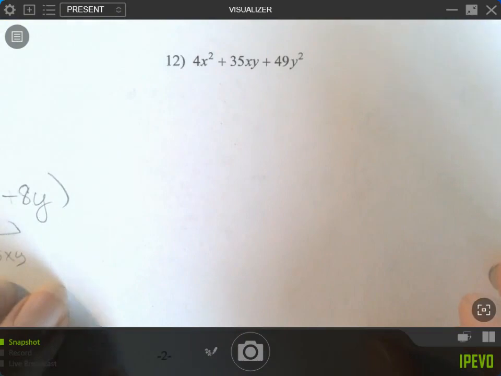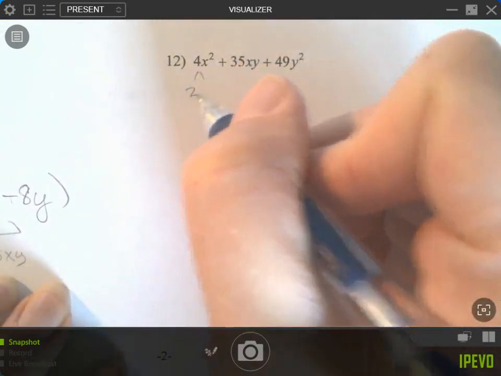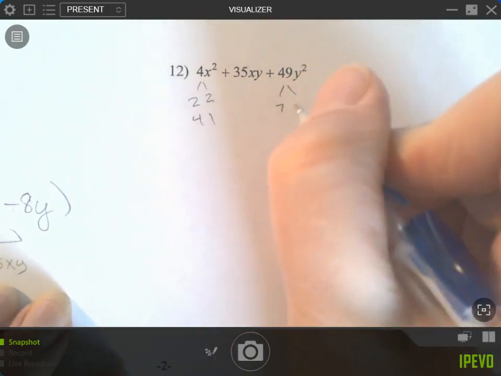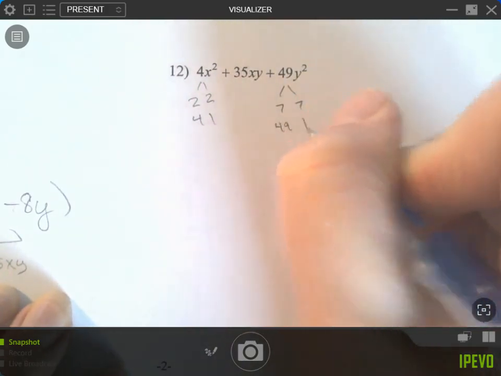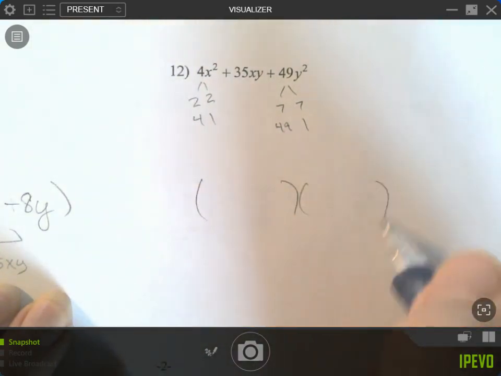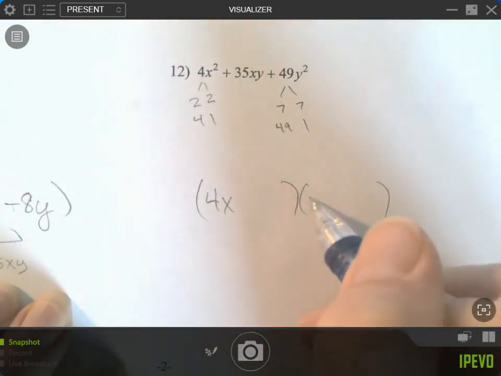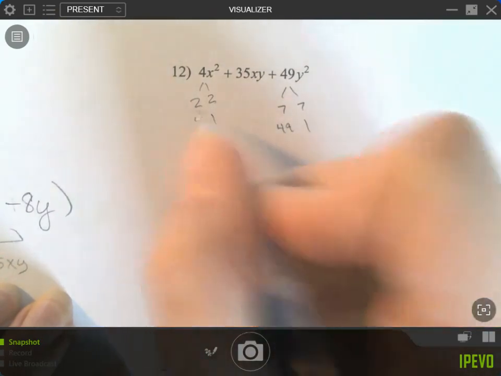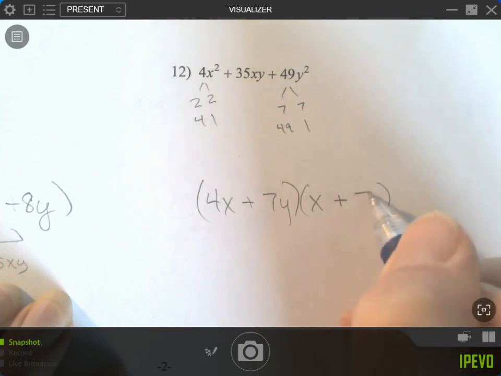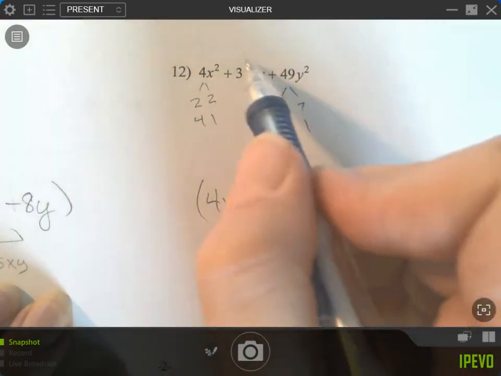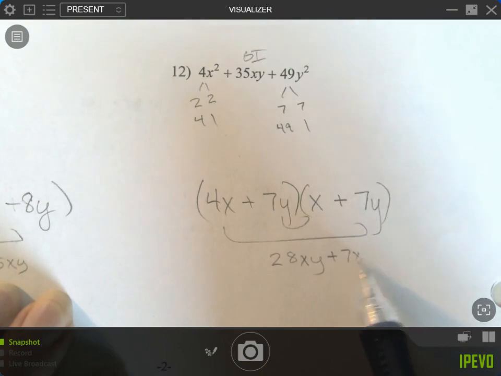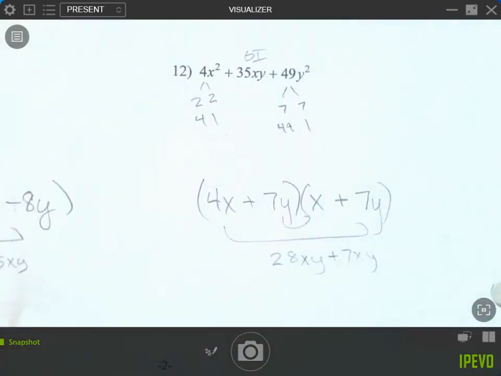Okay, last one here. Your options are 2 and 2 or 4 and 1. And what are my options for 49? 7 and 7, 49 and 1, and that's it. Okay, I'm going to jump to it. You're going to use the 4 and the 1. And then you are going to use the double 7s. Now, normally I would have tried the 2s first, but we're running out of time. This has been a long practice of these. Does it work, guys? The outside is 28xy. The inside is 7xy. And I've got my number.